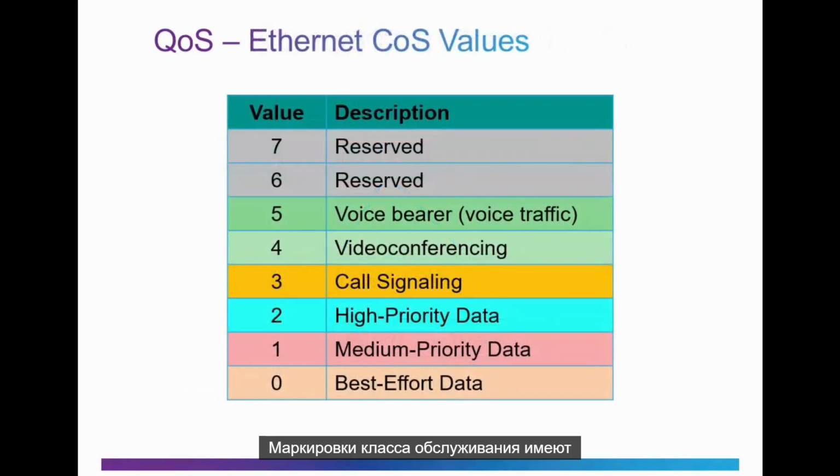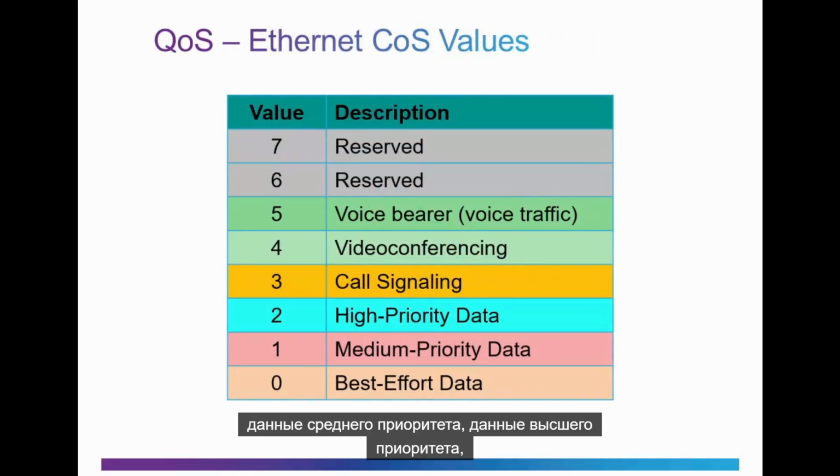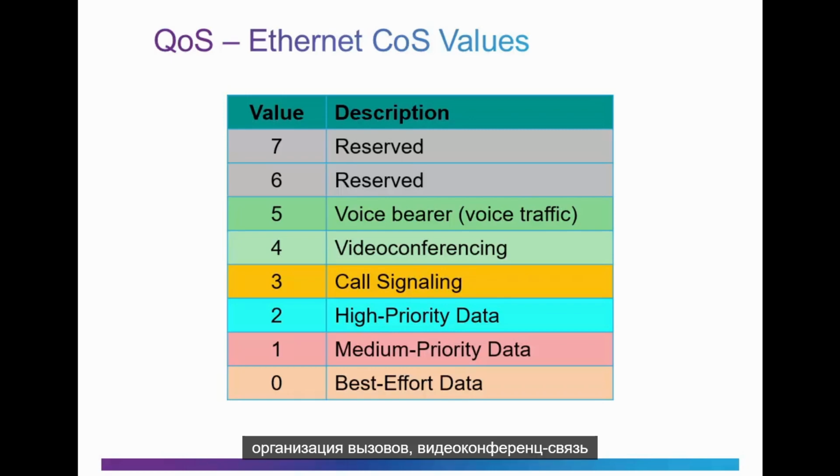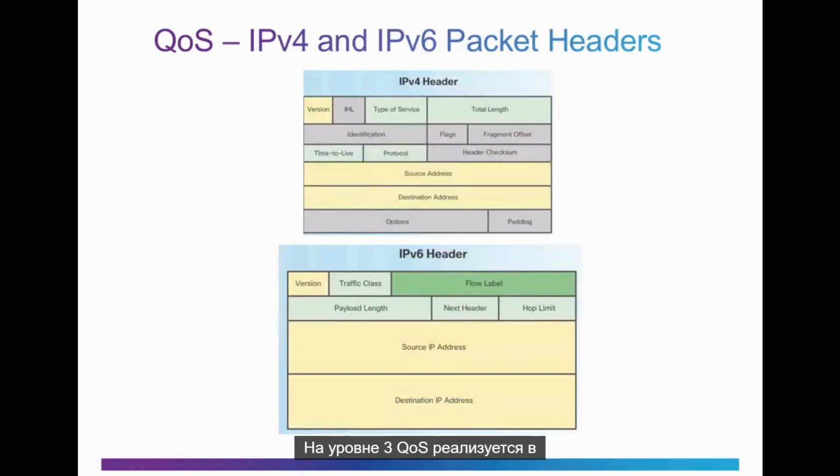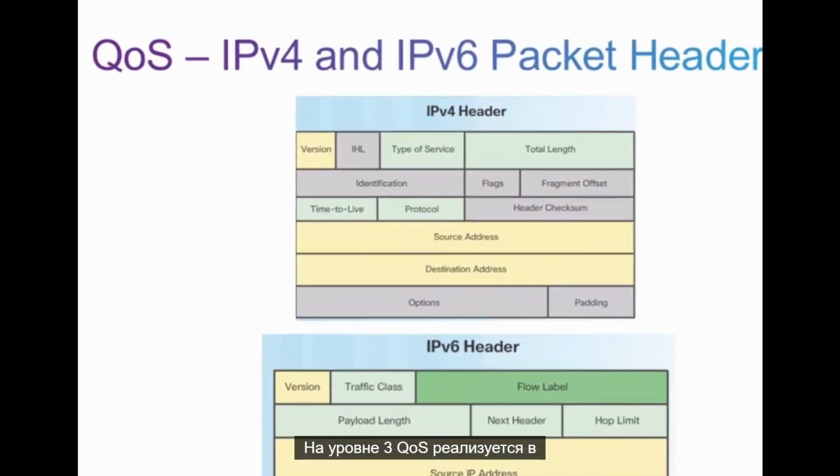The class of service markings have 6 different values: best effort, medium priority data, high priority data, call signaling, video conferencing, and voice bearer for voice traffic. Bits 6 and 7 are reserved for network control information. At Layer 3, QoS is implemented in the IPv4 and IPv6 packet headers in the type of service field and the traffic class field.